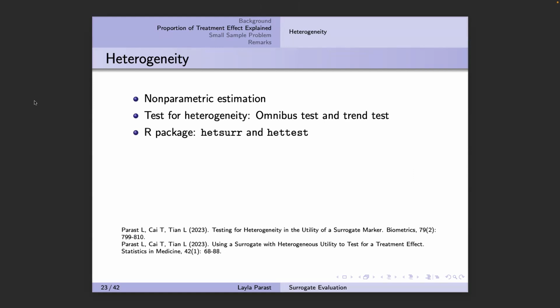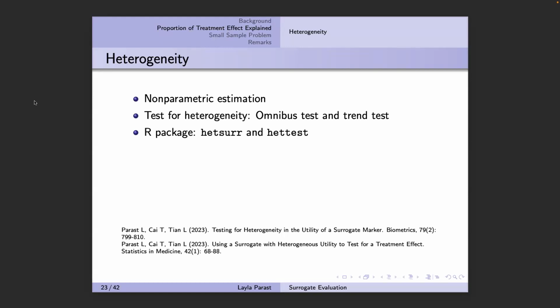So we do fully non-parametric estimation here. We do have 3 bandwidths now, so it's complicated to pick the bandwidths, but you got to pick the bandwidths. And we have formal tests for heterogeneity. So we have 2 tests, an omnibus test, which tests across a broad range of alternatives. And then the trend test is basically if you're willing to assume that your RS of W is monotone in W. So if you're willing to restrict your space of alternative hypotheses to monotone functions, then you can use the trend test and you get more power than with the omnibus test.